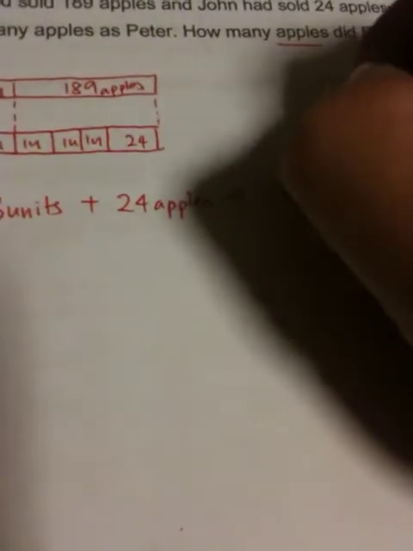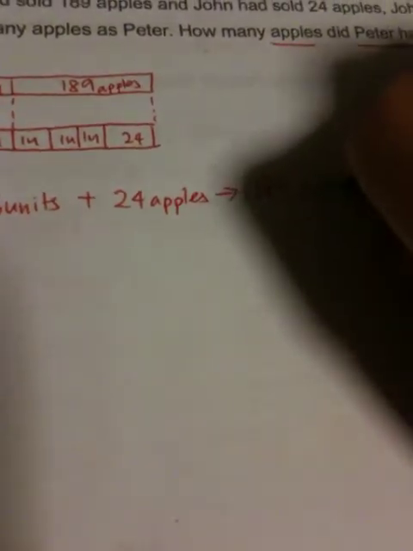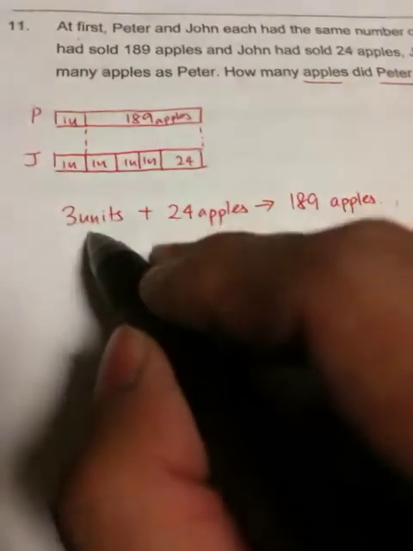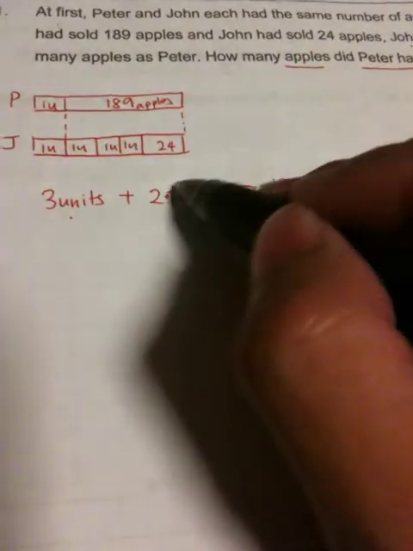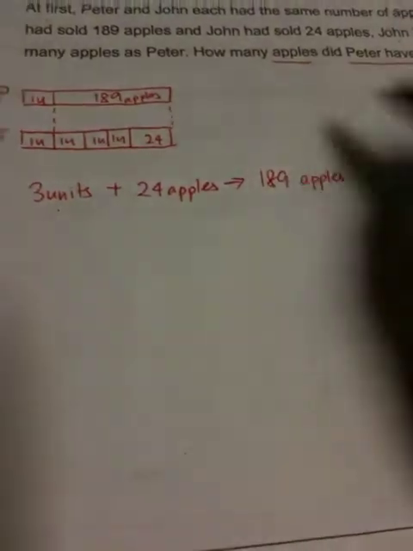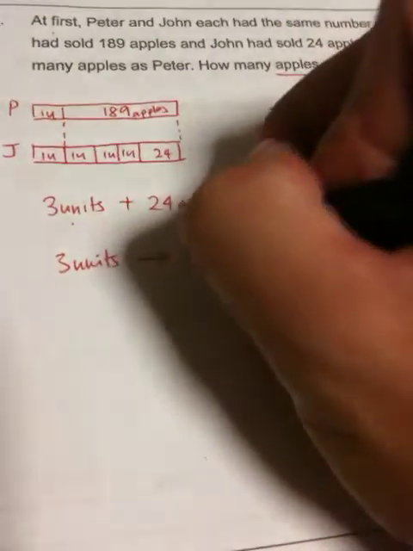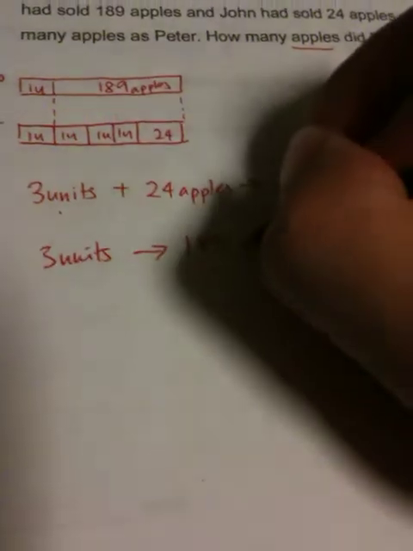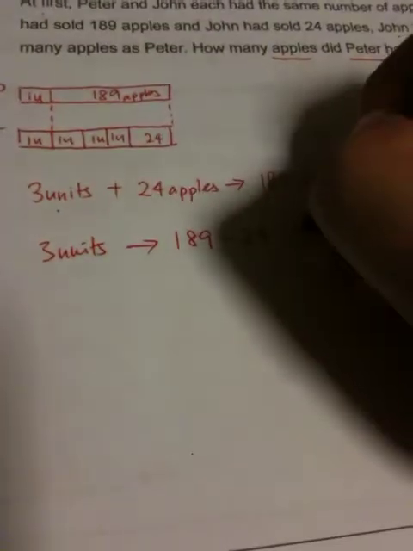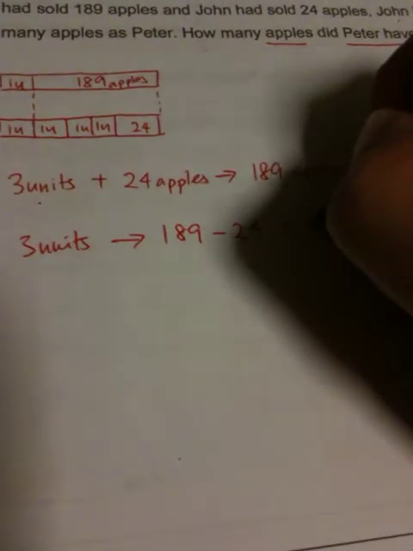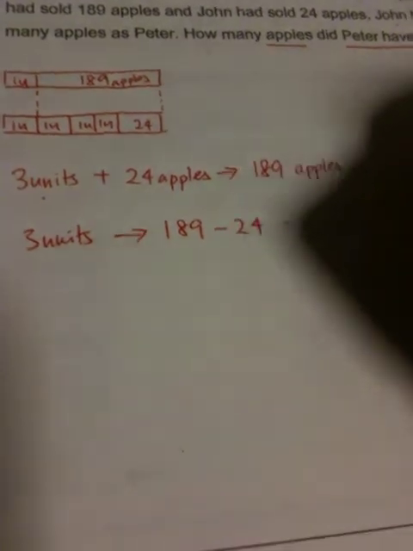So in this case, we'll write 3 units plus 24 apples will give us 189 apples here. If we want to just find 3 units, we need to take away 24 apples from the left hand side and the right hand side to be remaining with 3 units. It's the same as 189 apples minus 24 apples. We will have 165 apples here.